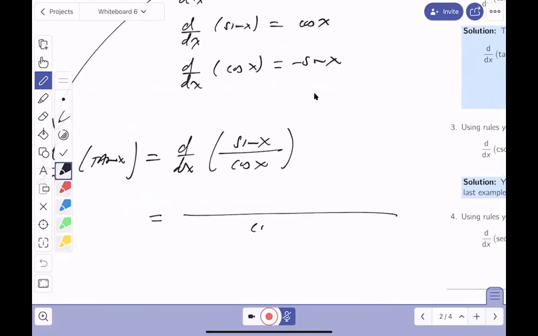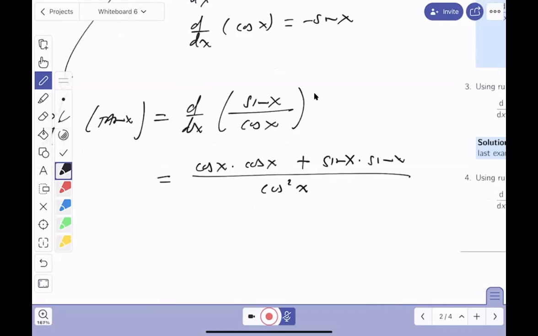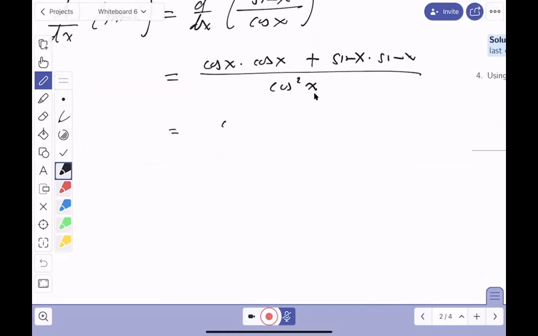So cosine squared, cosine x times the derivative of sine, which is cosine, minus the top, which is sine x, times the derivative of cosine. I should know that, right? It's minus sine x, so plus sine x now. What do you get here? Let's go through it. You get cosine squared x plus sine squared x over cosine squared x.